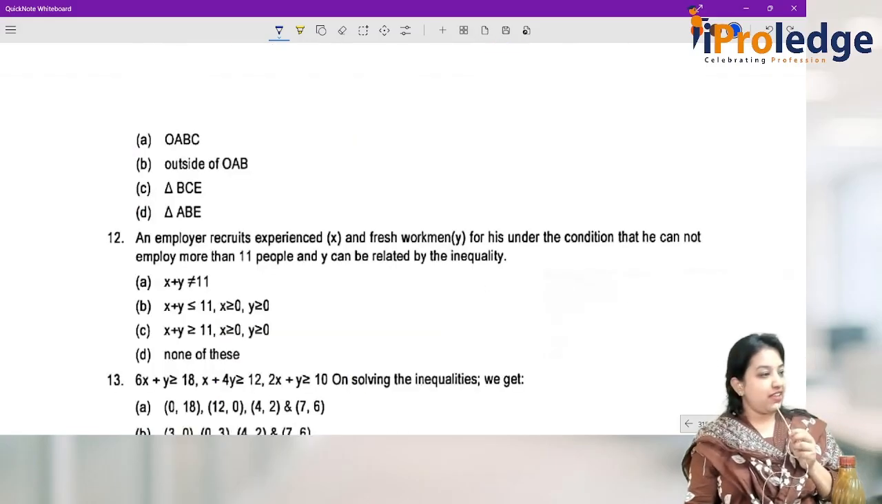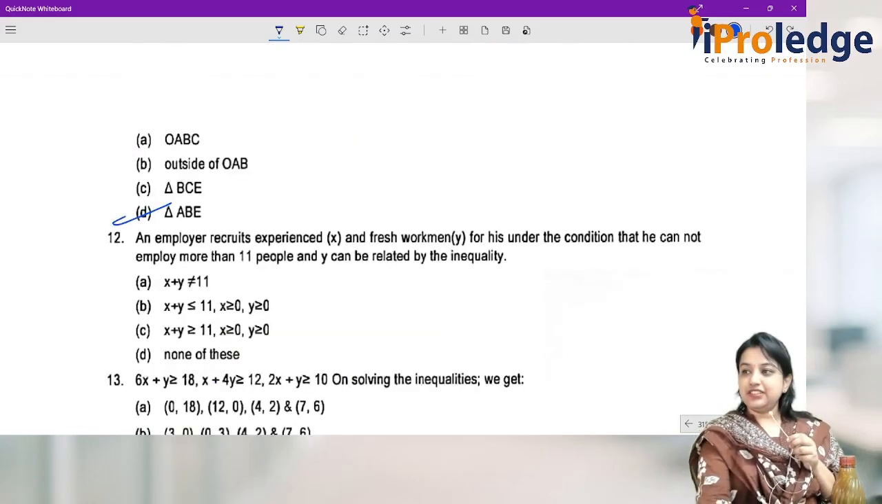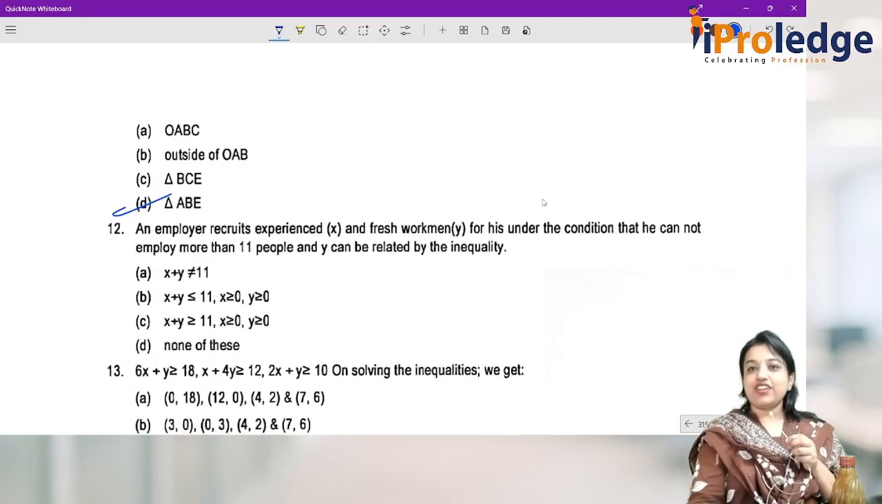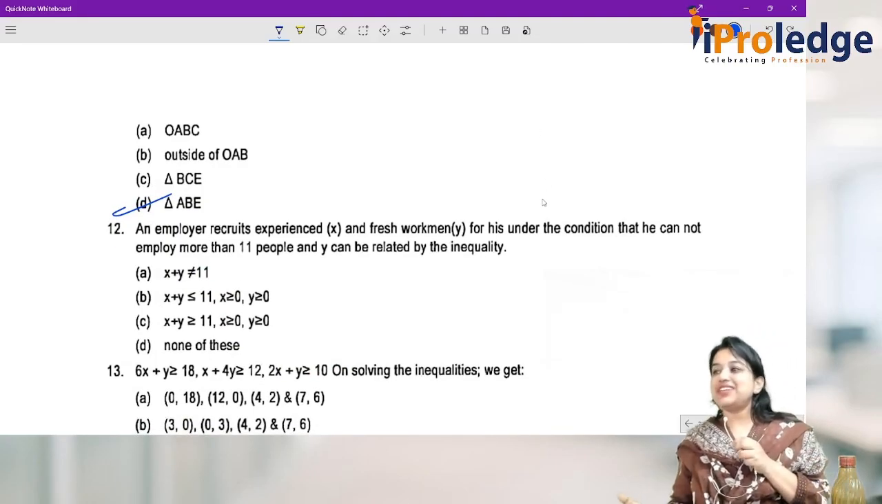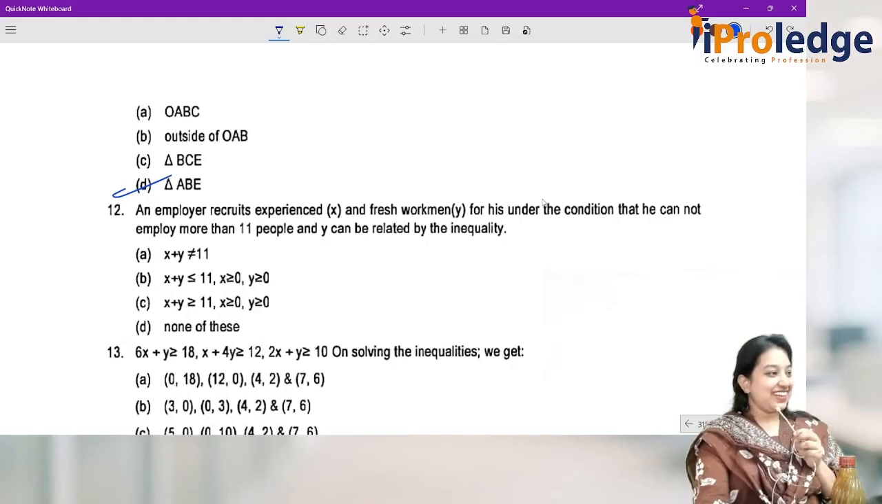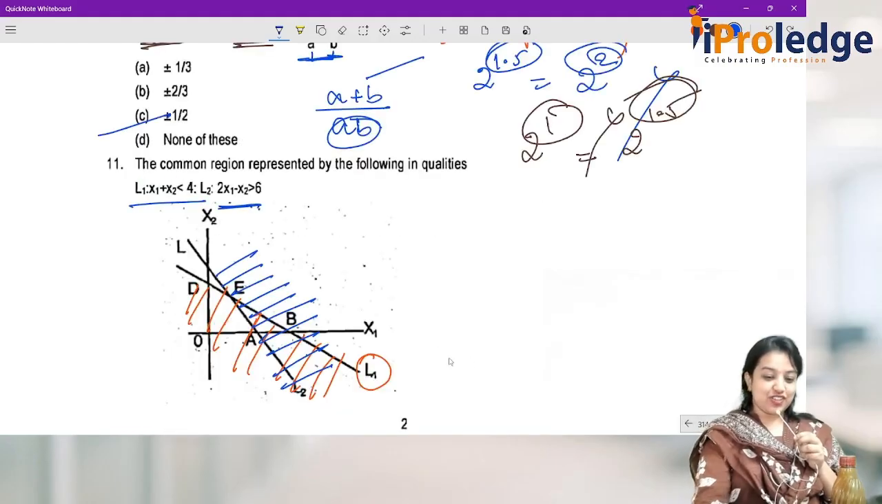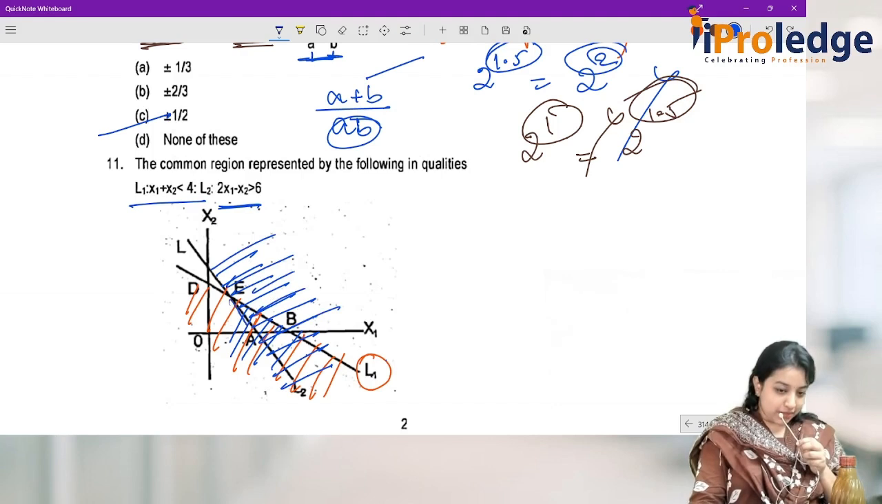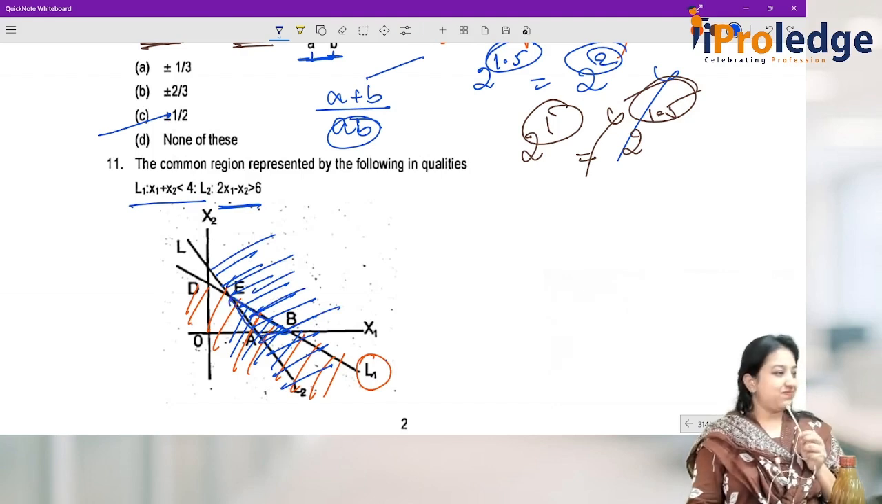A, E. So when I solve the questions myself, it will be easy. We solve not the exam book. N1 line towards, N2 away. The common region is this part.